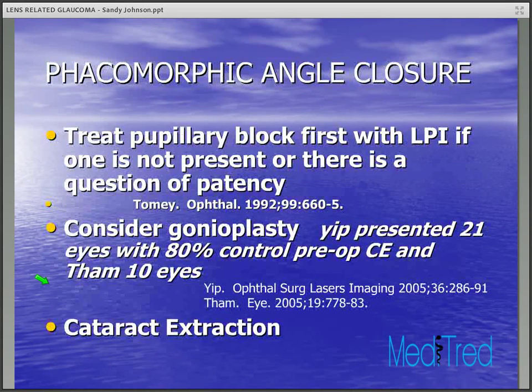The different ways to approach this: it's been proposed to treat the pupillary block first with an iridotomy, or if they have one that you don't think is open. Some people advocate gonioplasty, and there's been one paper that showed 21 eyes that had 80% IOP control before they went on to cataract surgery, and another paper showed 10 eyes with similar results, with some stabilization before the cataract surgery. And really the definitive treatment is removal of the lens.